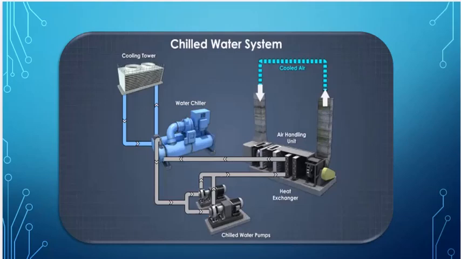Air handling unit. The air handling unit is responsible for blowing air over the heat exchanger, which cools the air. Heat exchanger. The heat exchanger is where the chilled water and the air meet. The heat from the air is transferred to the chilled water, which then goes back to the cooling tower to be cooled again. Cooled air. The cooled air is distributed to the building to provide a comfortable environment.